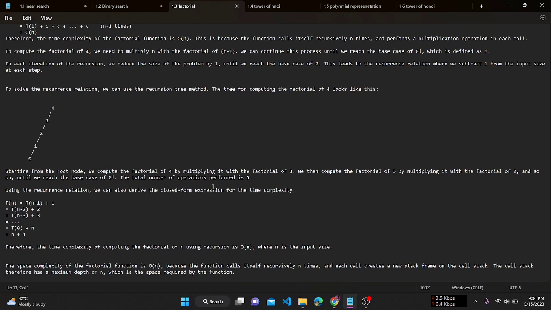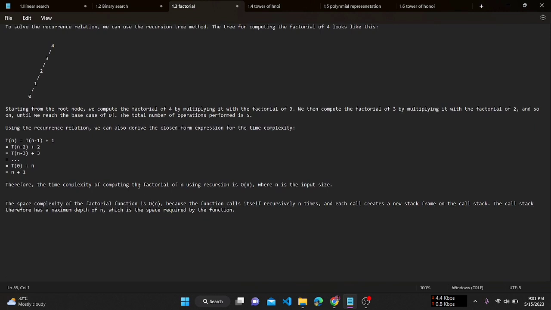To solve the recurrence relation, we can use the recursion tree method. The tree of computing the factorial of 4 looks like this. Starting from the root node, we compute the factorial of 4 by multiplying it with the factorial of 3. We then compute the factorial of 3 by multiplying it with the factorial of 2 and so on until we reach the base case of n equal to 0. The total number of operations performed is 5.